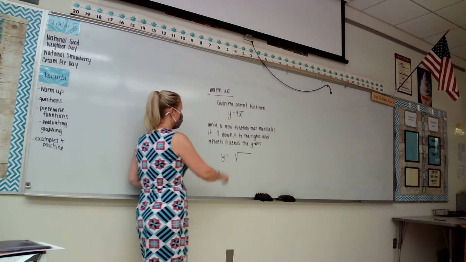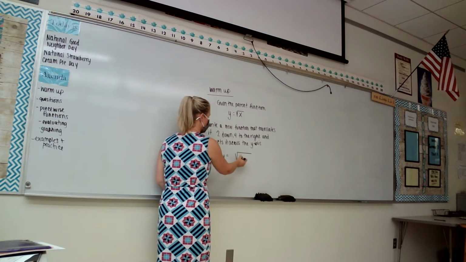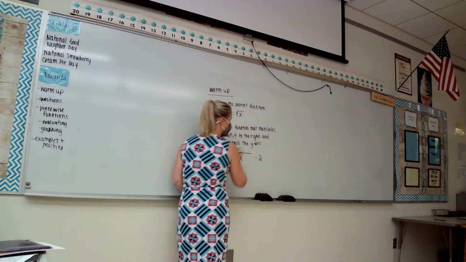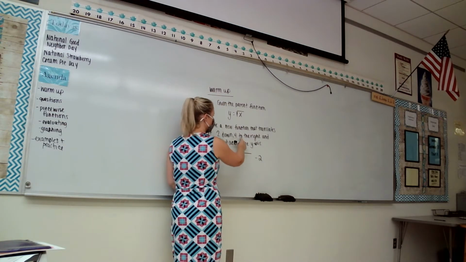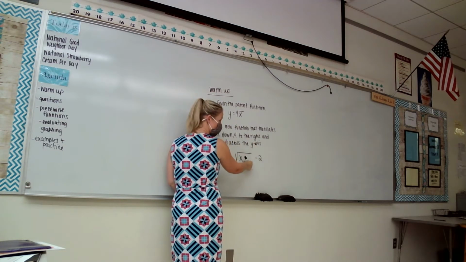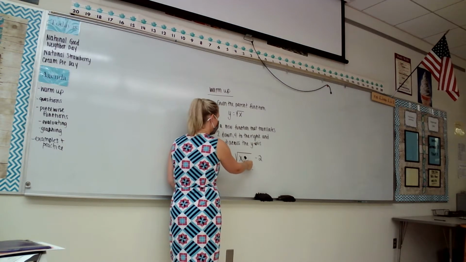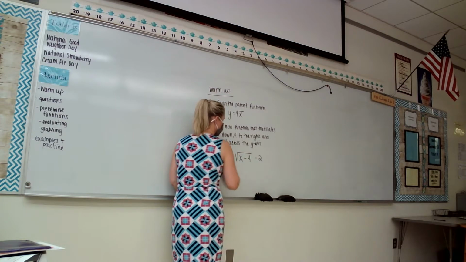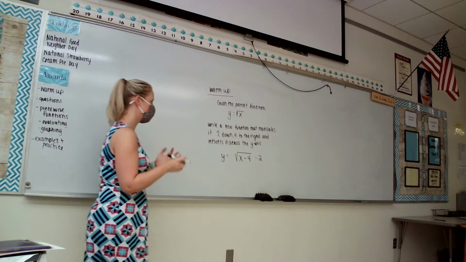So to the parent function, if it says I'm going to translate it down, that means outside of the function I'm going to subtract 2. 4 to the right means inside the function. We said if it was right or left, we do the opposite sign of what we think. So to the right, I would put -4. Okay, so that moved it down to the right.